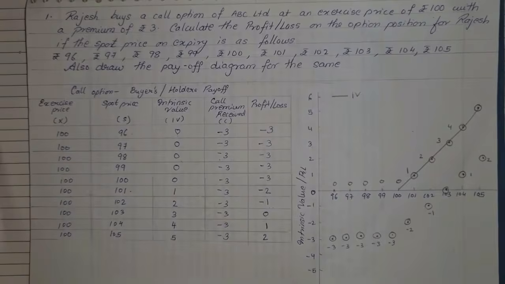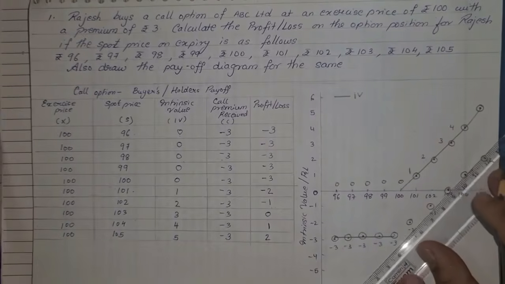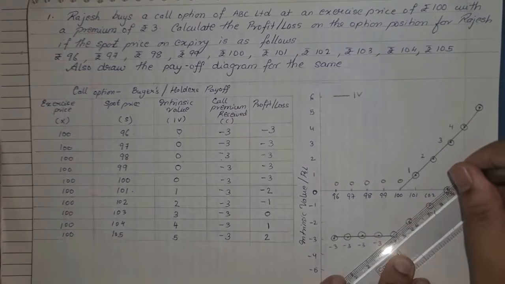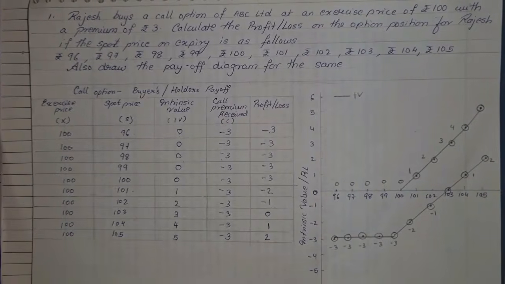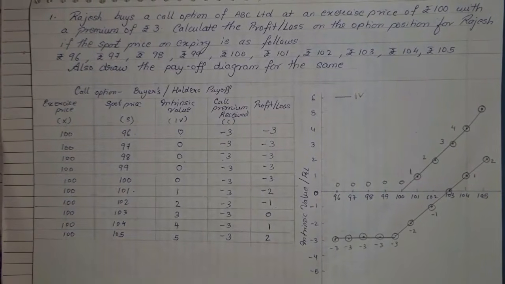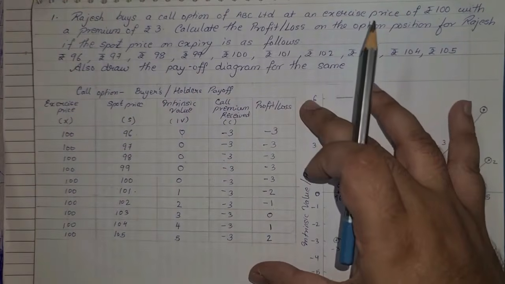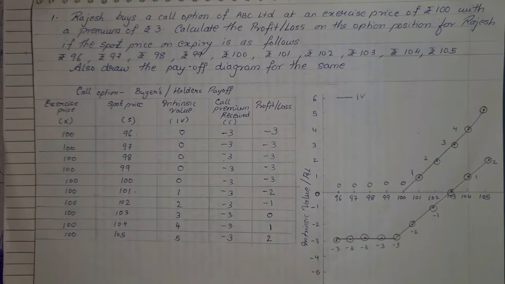Now we'll just join these points. So when you join it, you will see that there is a parallel line between the intrinsic value and the profit and loss. So this is how we have to solve the sum which is based on call option, where you have buyers or holders payoff. So this is the tabular representation of the answer, and this is your diagrammatical representation of the answer. I hope everyone has understood. This is the very first sum, which is based on call option, where you have buyers payoff.